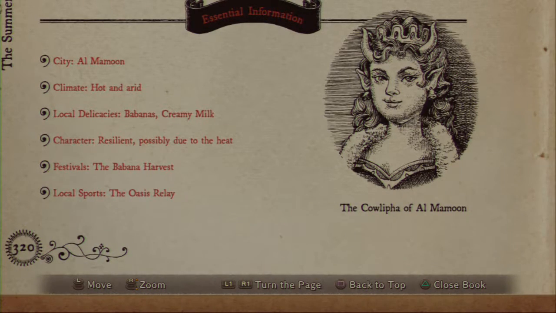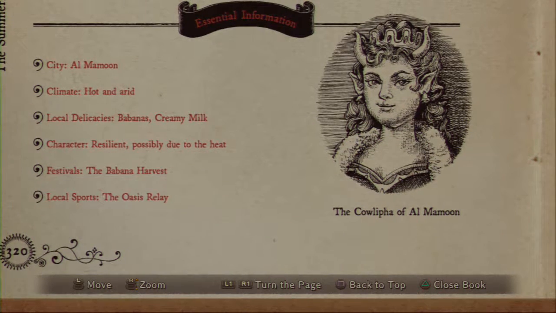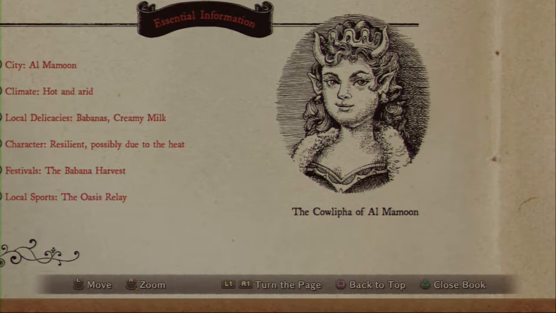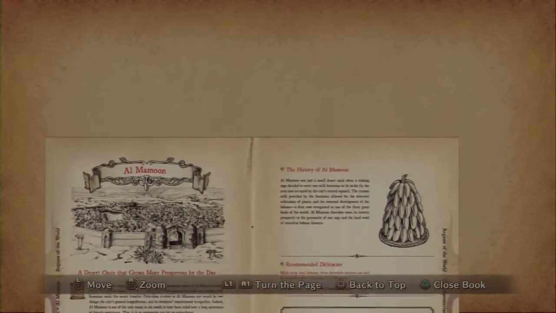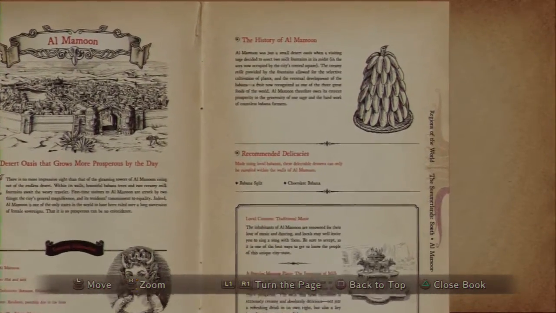And my battery is dying, and I should solve that issue before we have a problem. There. And their ruler over here is the Khalifa of Mamoon. Quite attractive, if I do say so myself. At least by the picture.